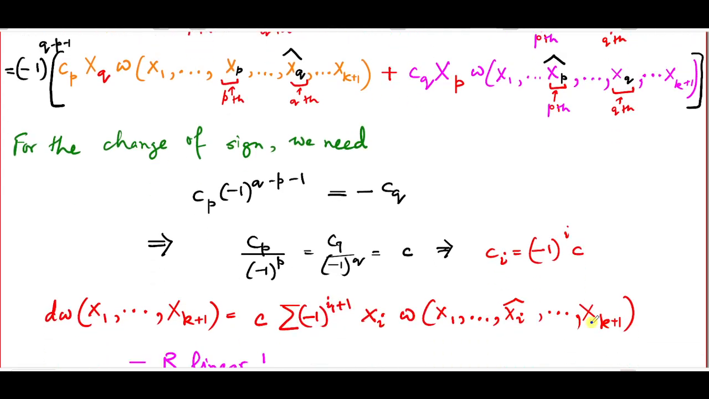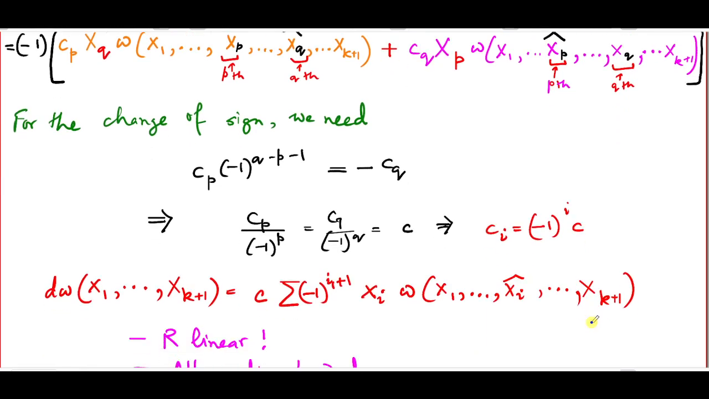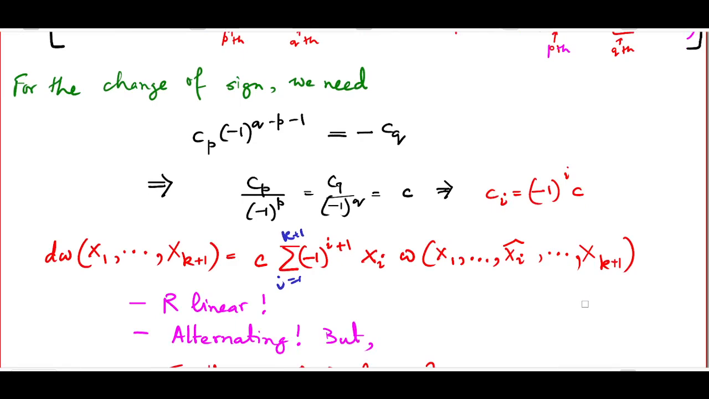So our attempted d omega, this is really not necessarily d omega yet. We already know it's not, because we definitely gave you the definition of d omega at the very beginning of this lecture. And we have been discussing that over the previous lectures. But at least this particular attempt, d omega acting on x1 through xk plus 1, is c times this sum where i runs from 1 to k plus 1. This is just i. It is linear and alternating. But it still has to pass one more test.